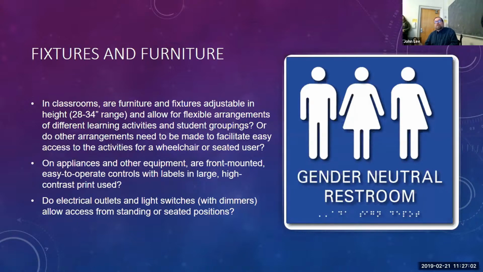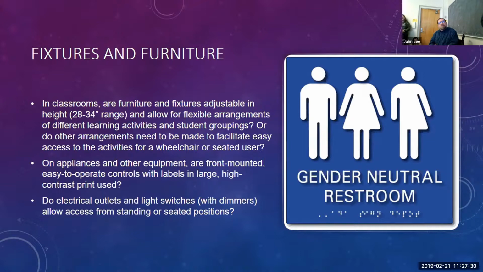In classrooms, furniture and fixtures should be adjustable in height. We look at that 28 to 34 inch range, if you can do it. Minimum 27 inch clearance for the knees for any kind of desk, but ideally something that can be adjusted in that range, and allow for flexible arrangements of different learning activities and student groupings. So chairs that can move is great if you can rearrange things to make room for a wheelchair.